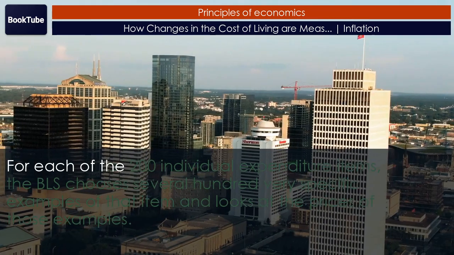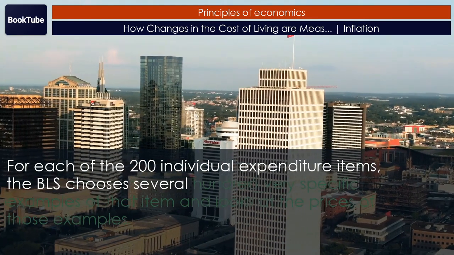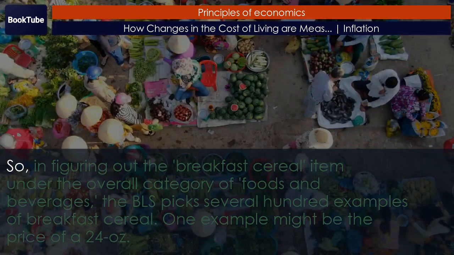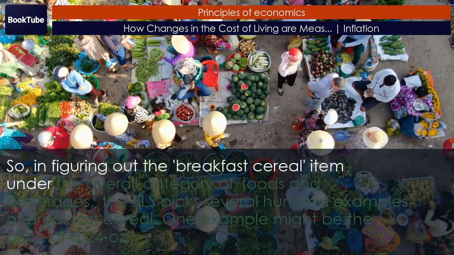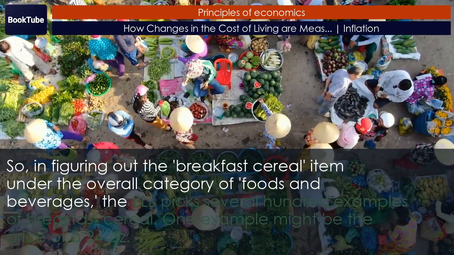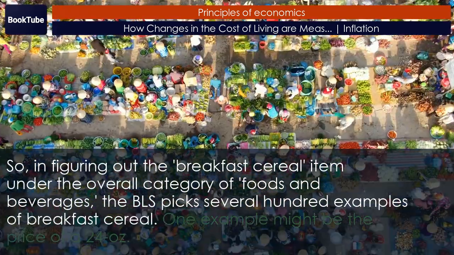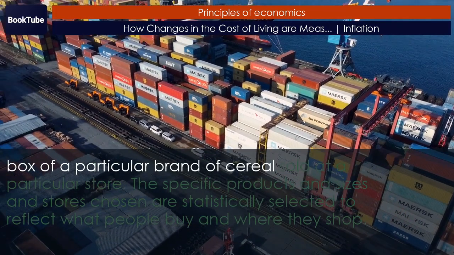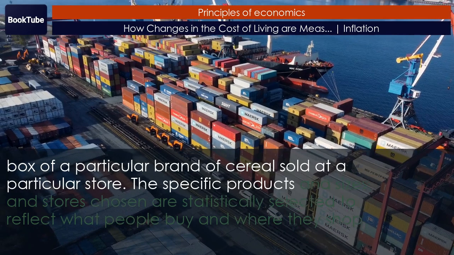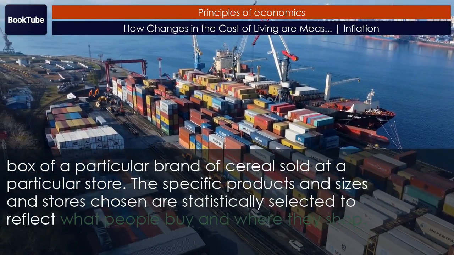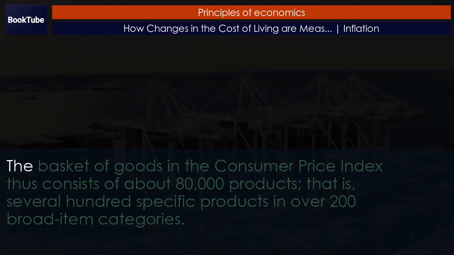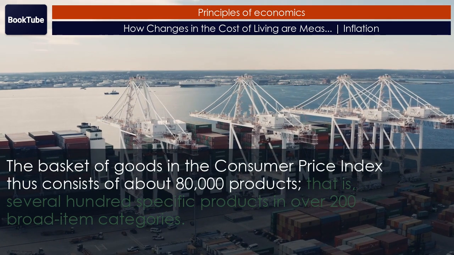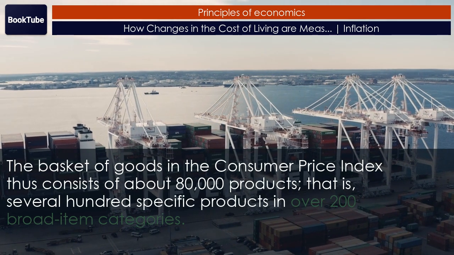For each of the 200 individual expenditure items, the BLS chooses several hundred very specific examples of that item and looks at the prices of those examples. So, in figuring out the breakfast cereal item under the overall category of foods and beverages, the BLS picks several hundred examples of breakfast cereal. One example might be the price of a 24 oz box of a particular brand of cereal sold at a particular store. The specific products and sizes and stores chosen are statistically selected to reflect what people buy and where they shop. The basket of goods in the Consumer Price Index thus consists of about 80,000 products. That is, several hundred specific products in over 200 broad item categories.